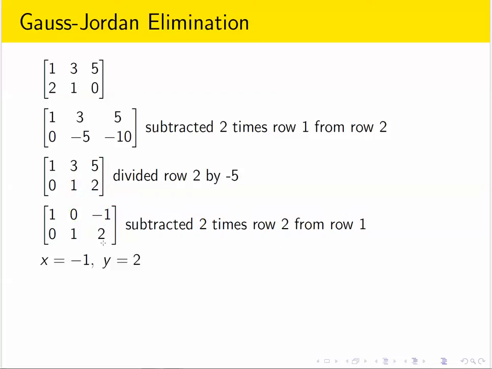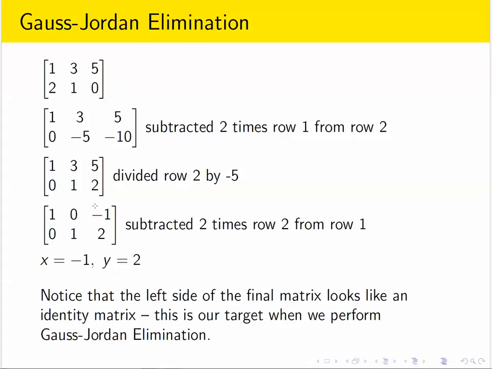Now, once we've done that, we can read the equations that are left. This first row represents the equation 1x plus 0y equals negative 1, which simplifies to just x equals negative 1. And the second row corresponds to the equation y equals negative 2. Or y equals positive 2. So we can see the answers in this right column here as long as we've arranged things so that the left side looks like an identity matrix.